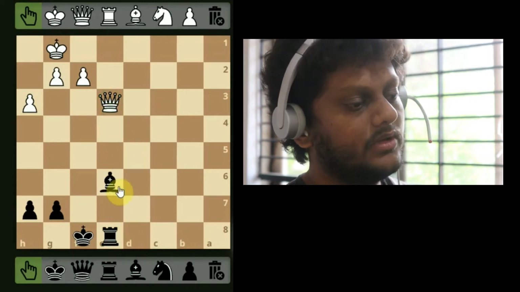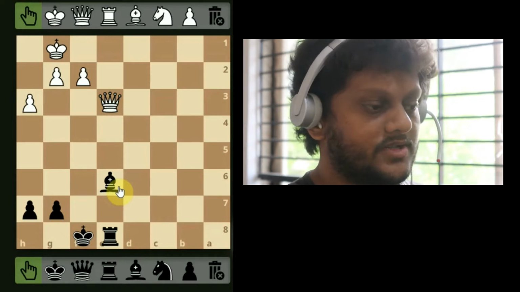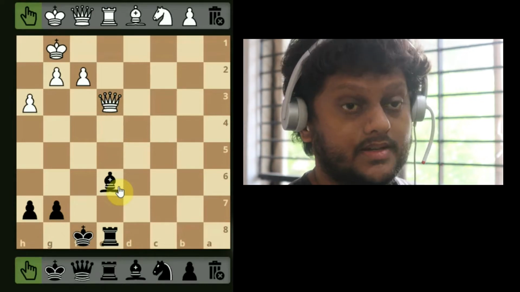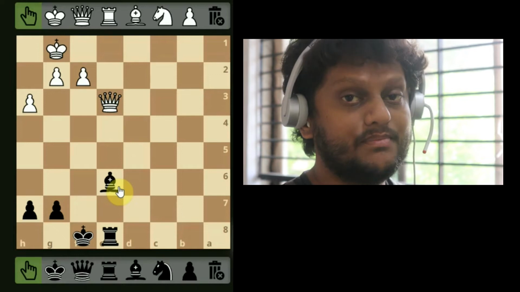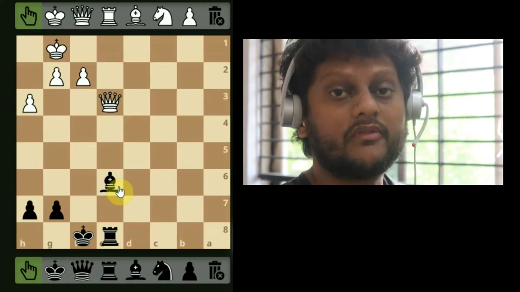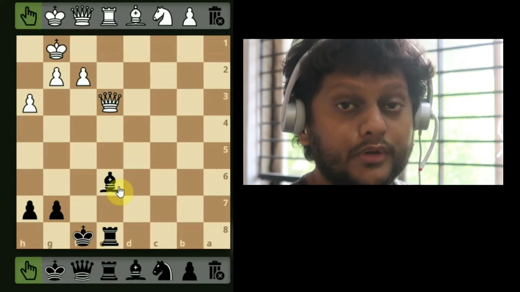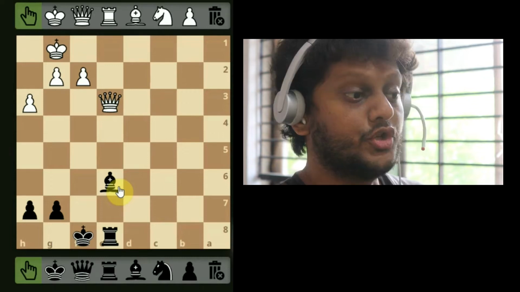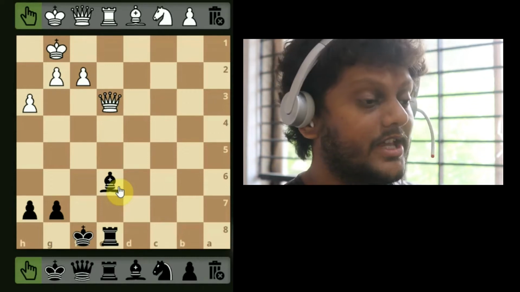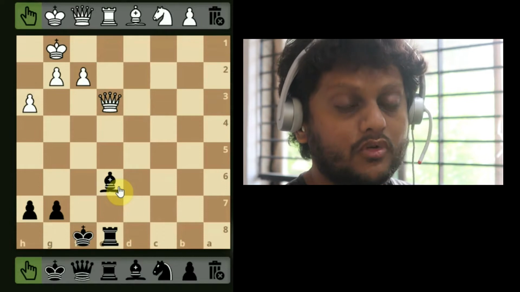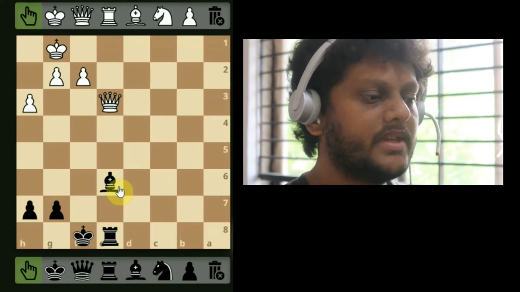But one thing I would like to say: starting a discovered attack is a very great idea, but it doesn't mean that you're going to move any piece in any way. Moving a piece out of the way doesn't mean that you can move it to any square you wish. Just to prove that I have played a discovered attack doesn't help. Even if you're moving a piece out of the way, it should have some meaning in it.